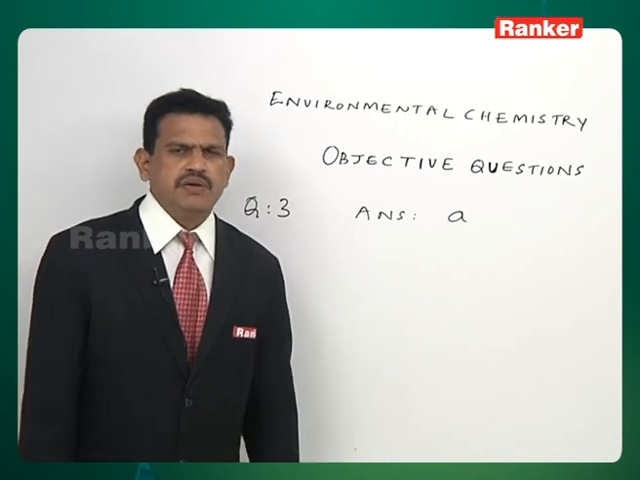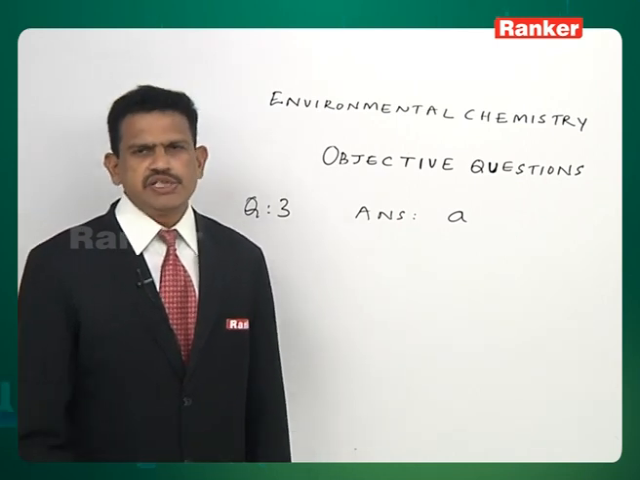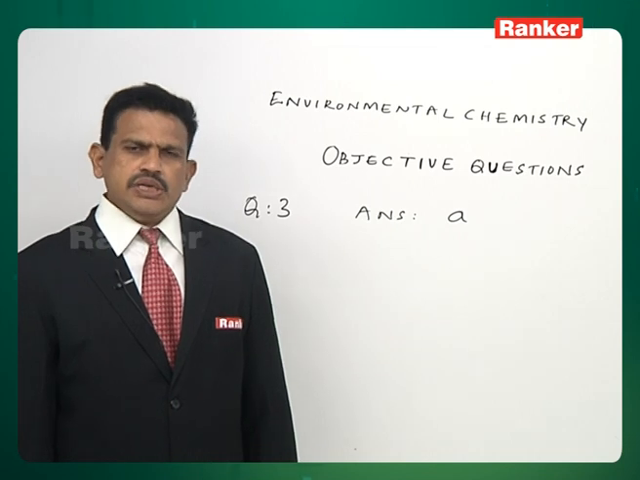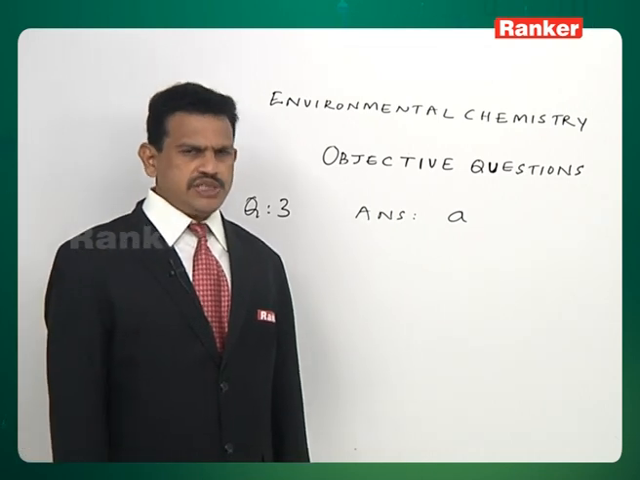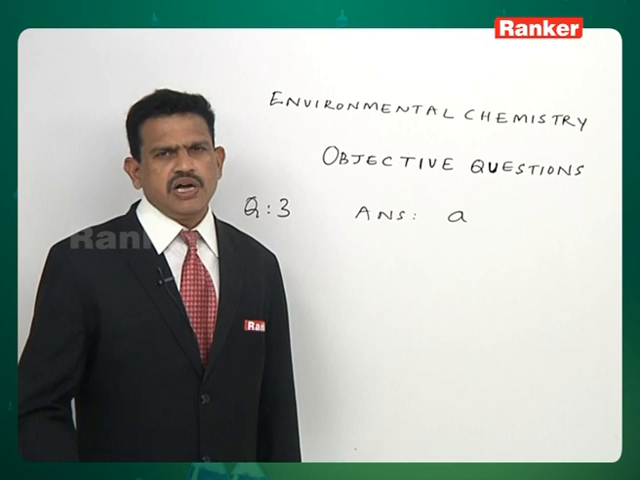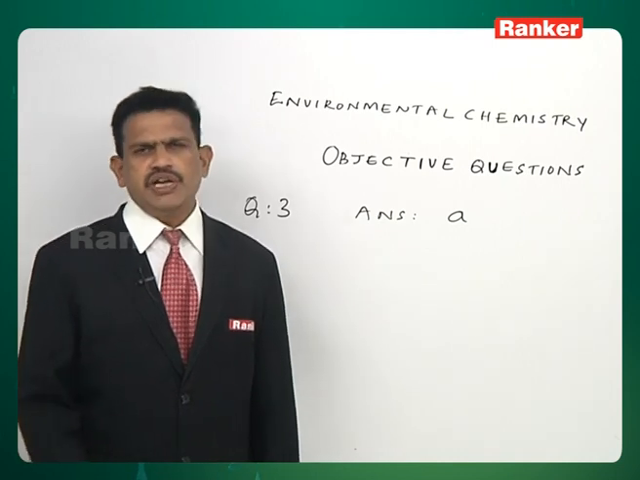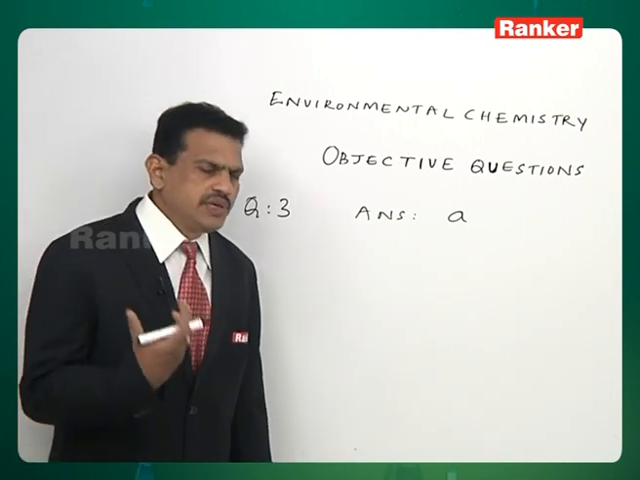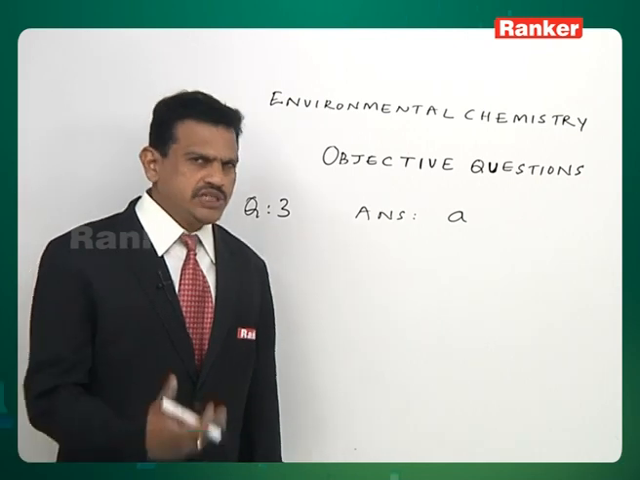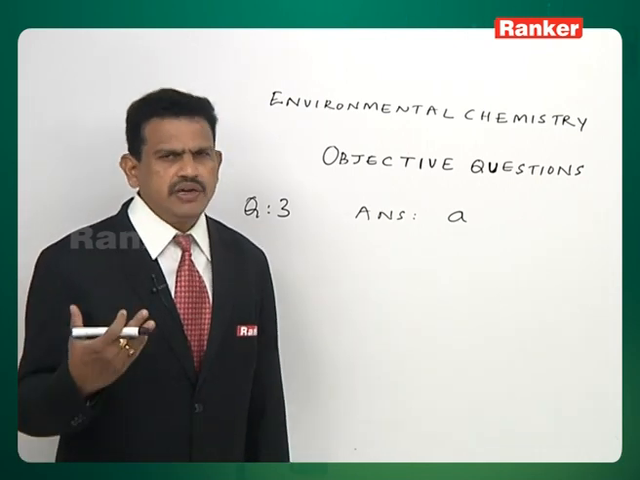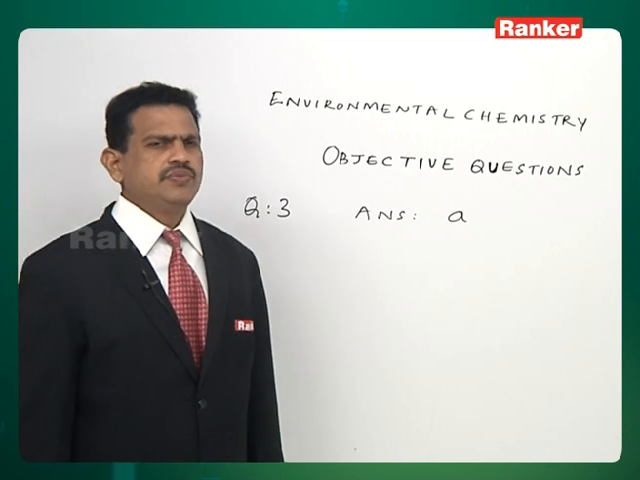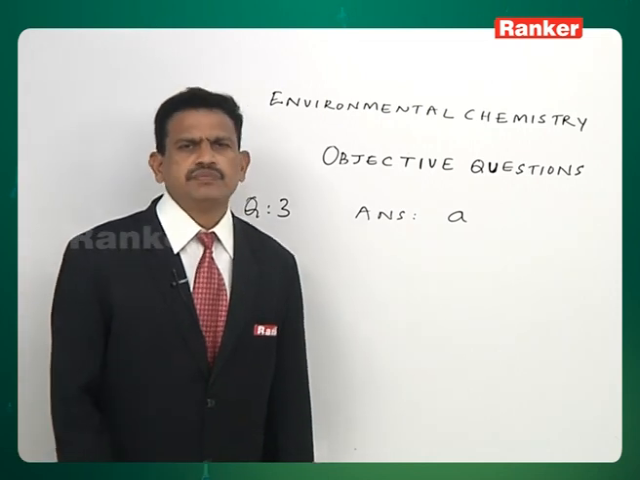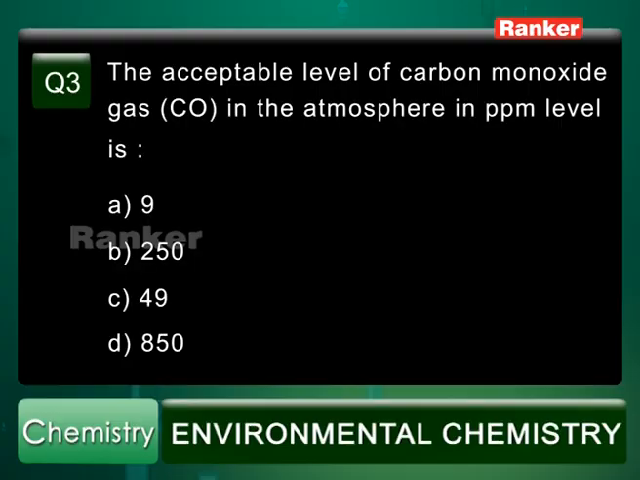Beyond this 9 ppm, it causes adverse effects in the environment. If the carbon monoxide level crosses 66%, it may cause even death. So, it is a very dangerous gas. Carbon monoxide mixes with the blood and forms carboxyhemoglobin. It will not allow blood to dissolve more oxygen. So, people may suffocate and finally it may cause even death. So, the carbon monoxide permissible level is 9 ppm, option A, for this question.